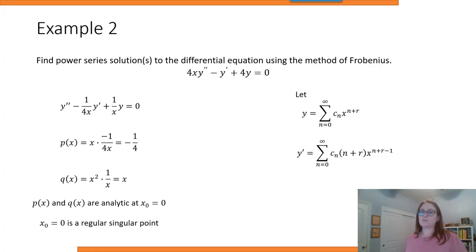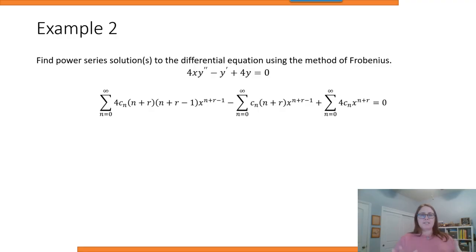Now, doing power rule one more time to get the second derivative, I'm still starting at 0 for my sum, going to infinity. And now it's going to be c_n times n plus r times n plus r minus 1 times x to the n plus r minus 2. Okay, so I've got y and its first two derivatives, and I can plug everything now into this differential equation.